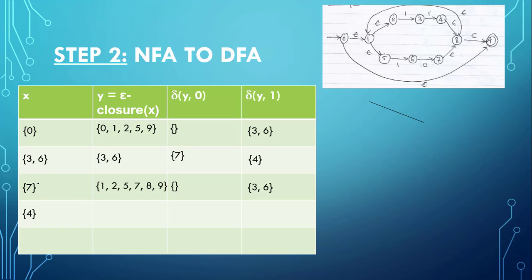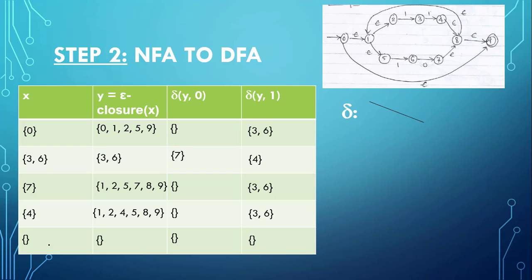The epsilon closure for 4 will be 1, 2, 4, 5, 8, 9. The transitions over 0 will be the empty set, and for 1 it will be {3, 6}. Now we are not left with any other distinct values that can appear in x. So we will finally take the empty set as our next value for x. The epsilon closure for the empty set will be empty, and the transitions over 0 and 1 will remain empty.